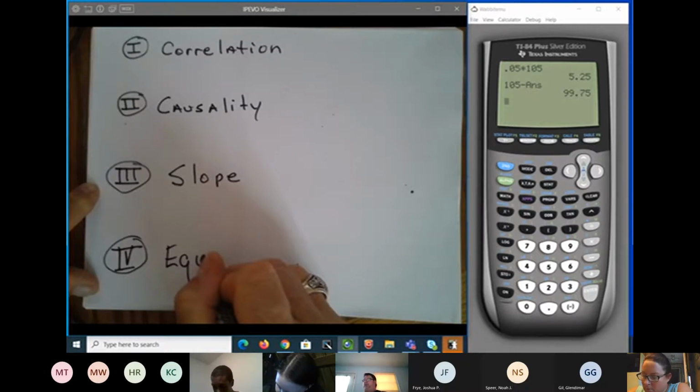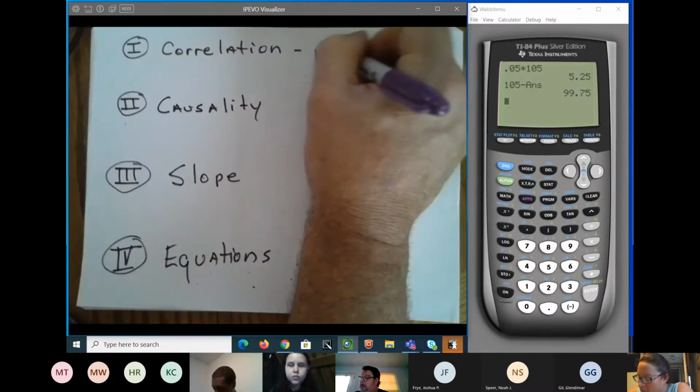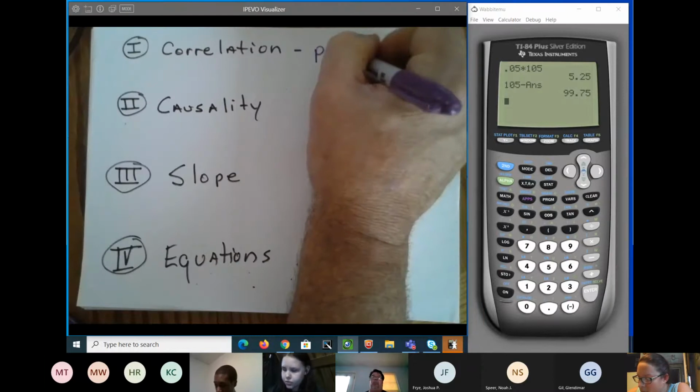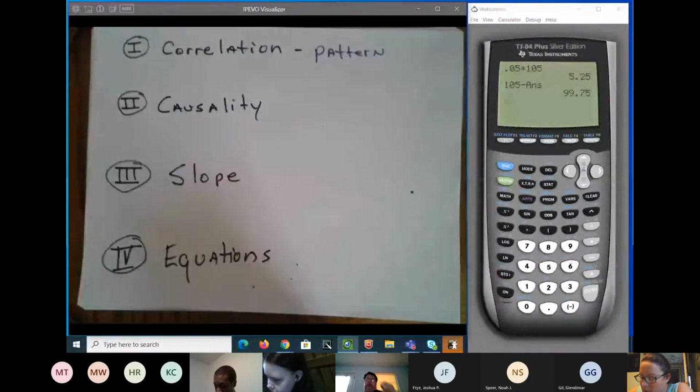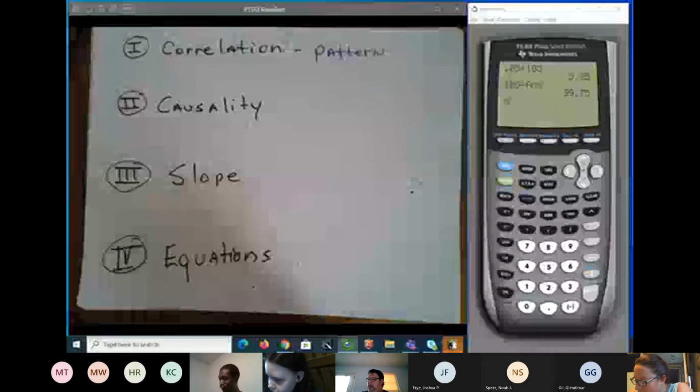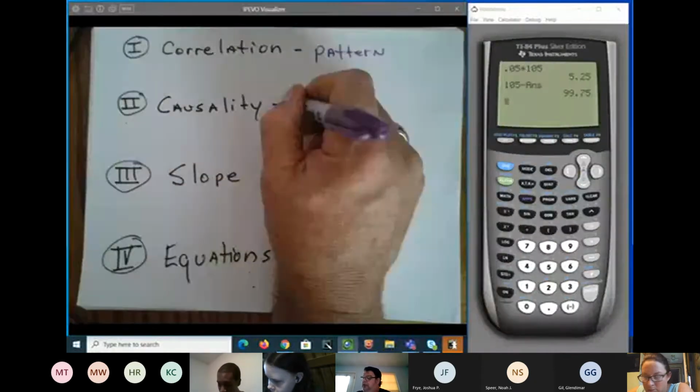Now, what is a correlation? A correlation is basically seeing a pattern. Correlation is seeing a pattern, and we're going to get into that in just a minute. Causality, cause and effect.